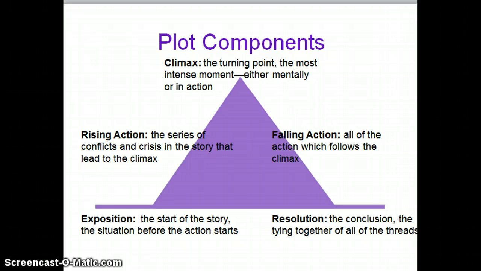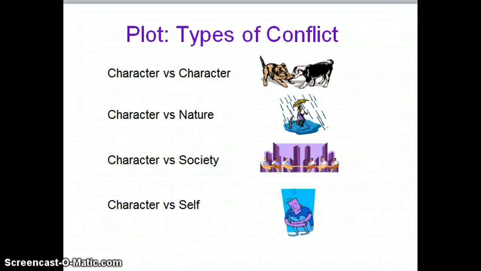And then you'll need to remember our 4 types of conflict: character versus character, character versus nature, character versus society, and character versus self.